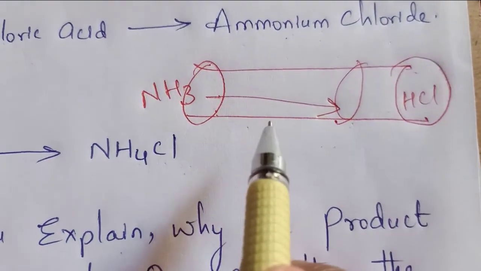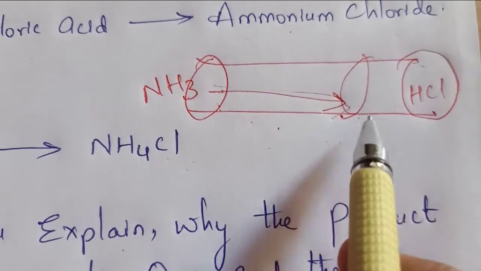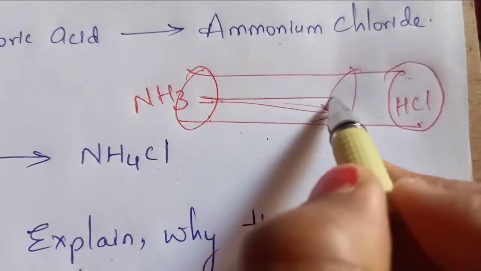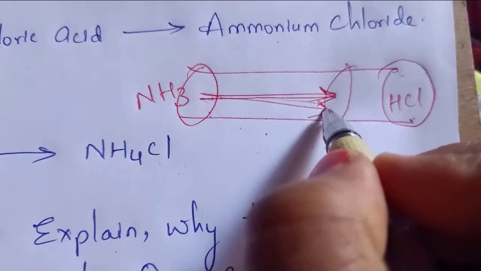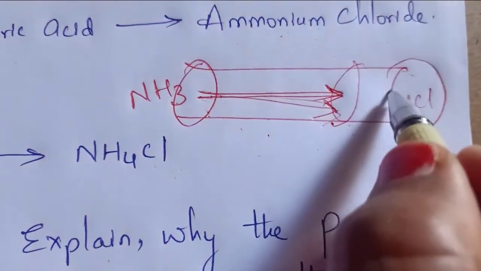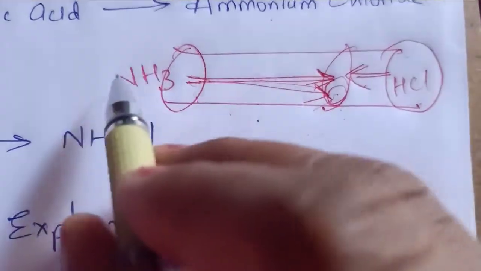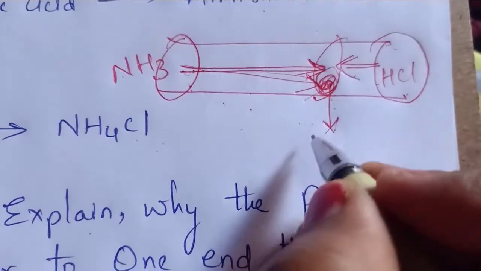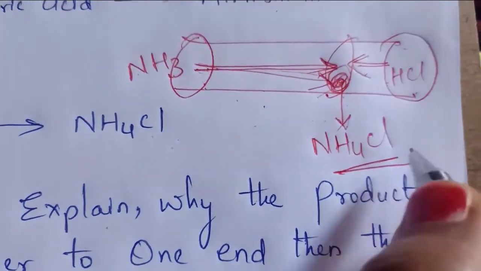The complete explanation: we observe that the ammonia gas travels much faster, so the distance of the white ring is more from the ammonia end, toward the hydrochloric acid end. You can see the distance here. For ammonia, the distance is more because it is lighter in nature, a lighter particle. For hydrochloric acid, the distance is very small. Because of the reaction between the ammonia and hydrochloric acid, a white color formation takes place. So what is this white substance? Ammonium chloride. This is the conclusion.